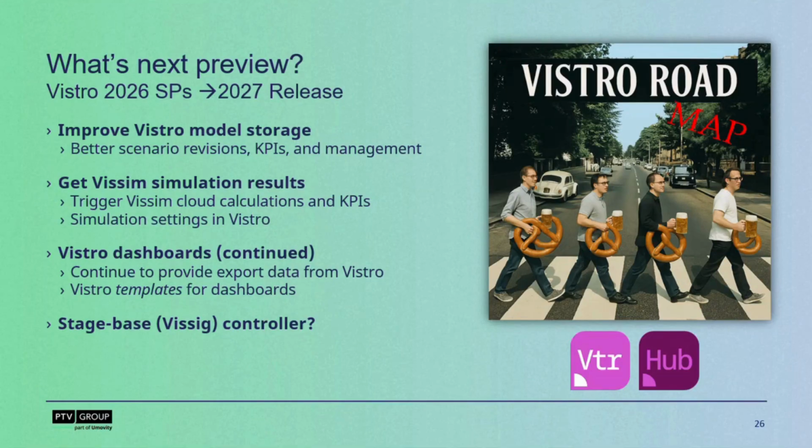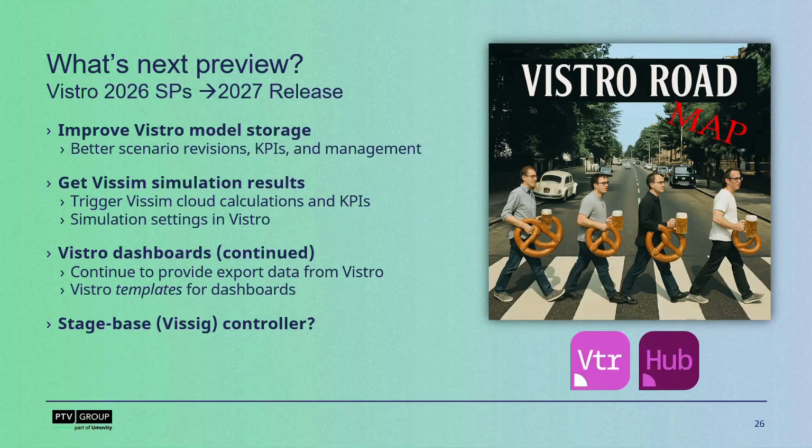So this first one is definitely a PTV Hub feature. Right now, the Vistro model is basically a zip file. It just sends it to the model storage on Hub. But we want to utilize the scenario management a little bit better on the Hub side. So this would also provide some simulations and KPIs in the future. So it's definitely a direction we want to go.